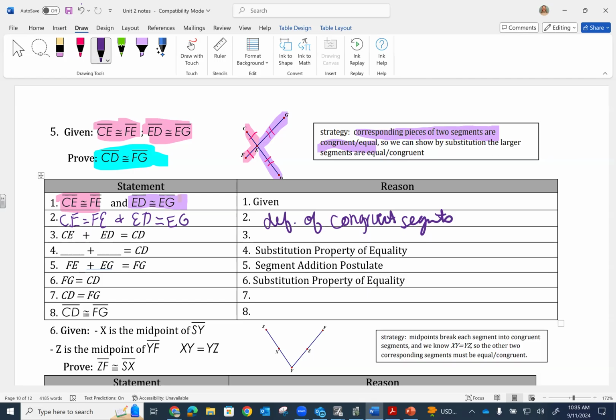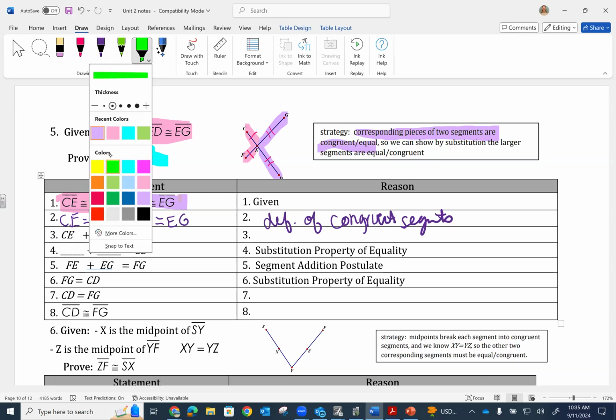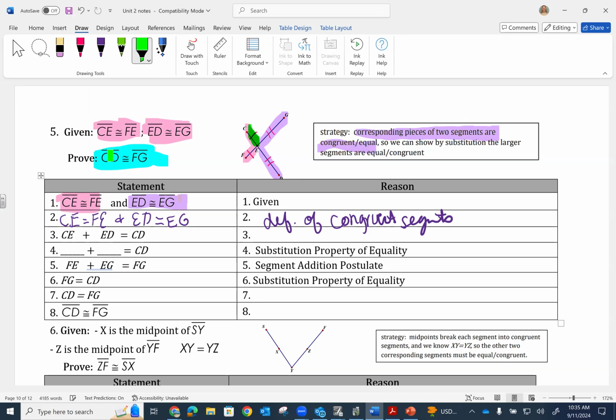Now, what we're going to do is say that CE, and I'm going to get out another color so you can see what I'm doing. The length from C to E, plus the length from E to D, because again, we're trying to show that the entire segments are going to be equal to each other. So I add those two lengths together, and that will make segment CD. You see that?